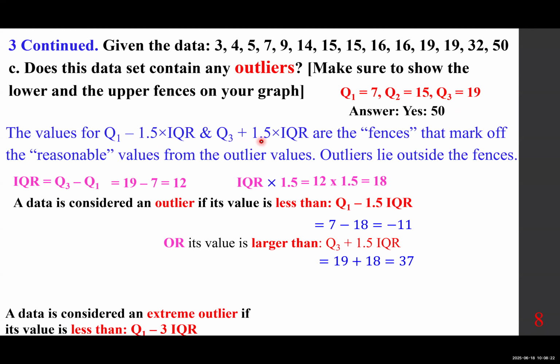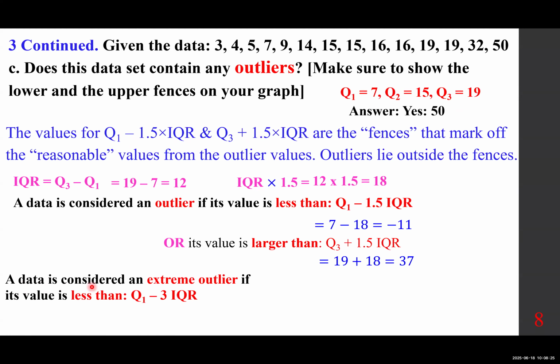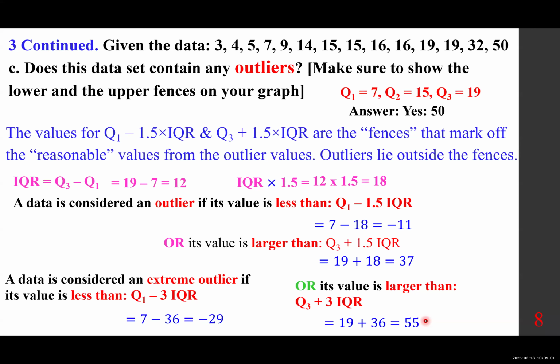And we're done. However, I want to also add that a data point is considered an extreme outlier if its value is less than Q sub 1 minus 3 times IQR, or more than Q sub 3 plus that. So instead of 1.5, if we use 3, it becomes an extreme outlier. IQR was 12. 3 times that is 36. So 7 minus 36, anything less than negative 29. And then Q sub 3 plus 3 IQR, 19 plus 36, anything larger than 55 would be an extreme outlier.